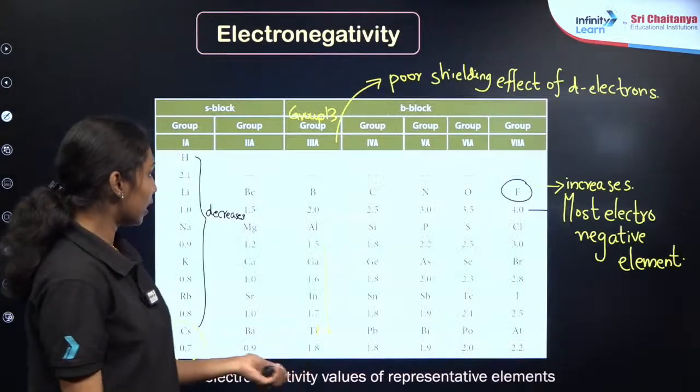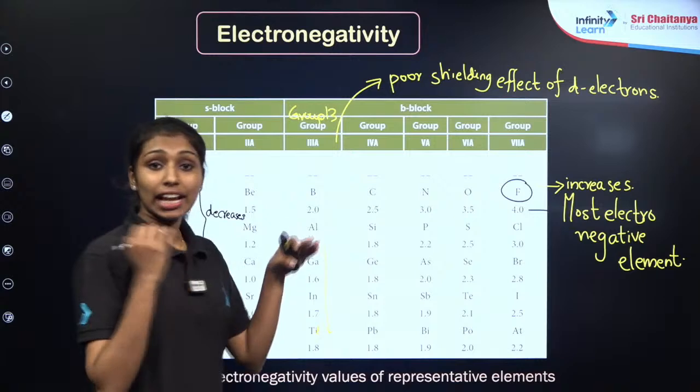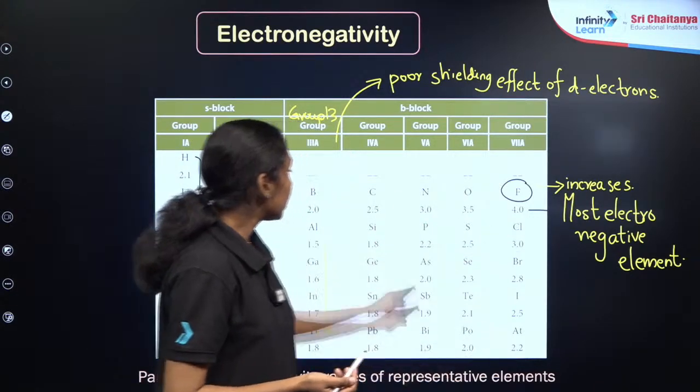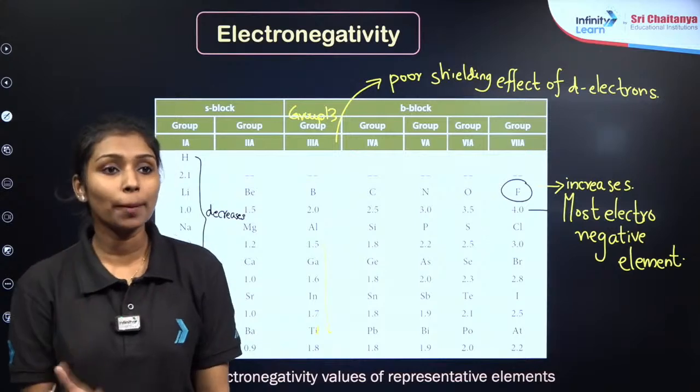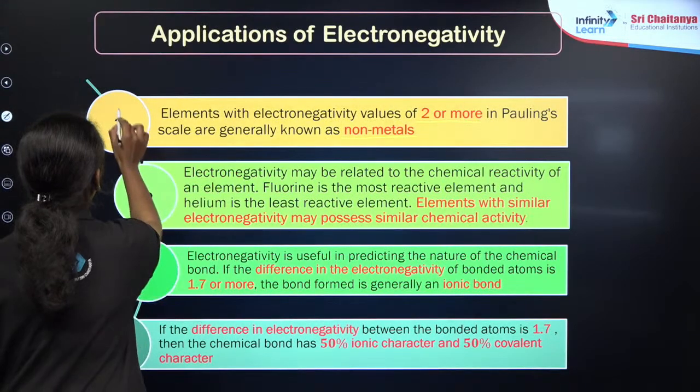For example, if I am taking carbon, nitrogen, oxygen, fluorine, having electronegativity values greater than 2, around 2.53, 3.54, these elements are considered to be non-metals, right? This is the first point you have to note.